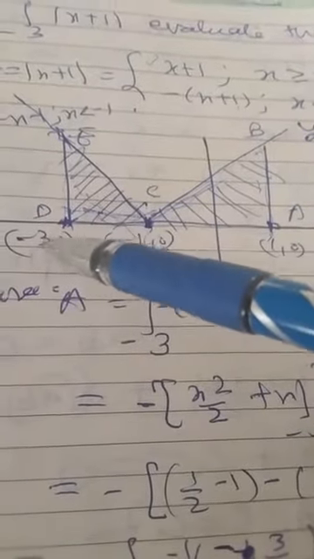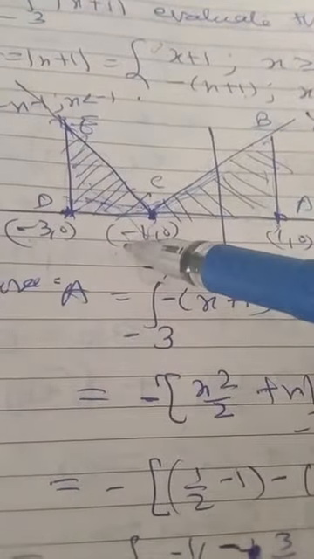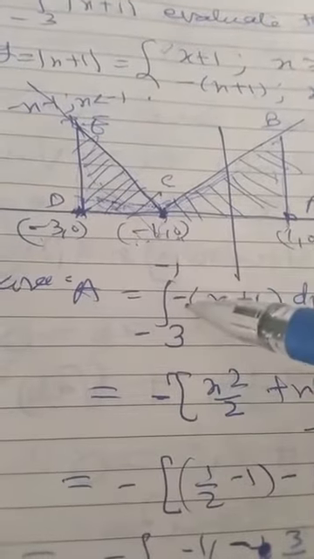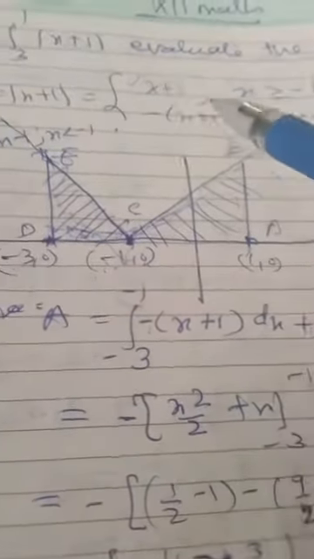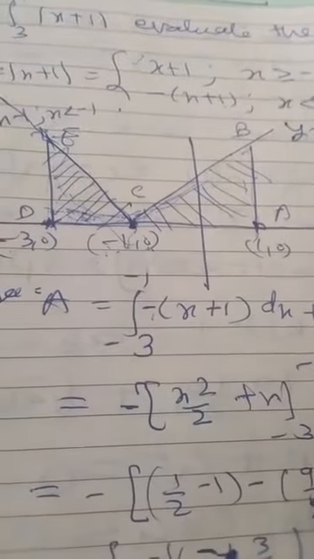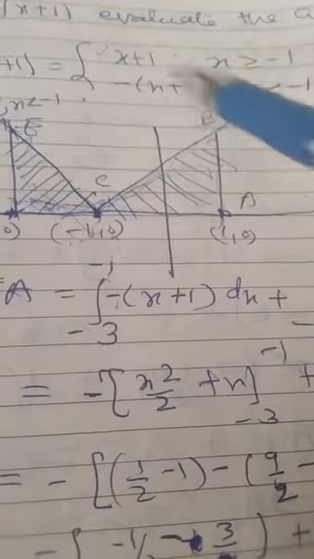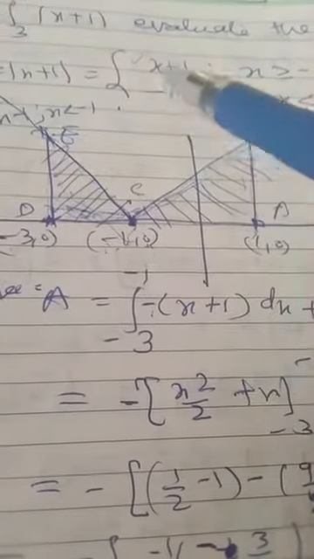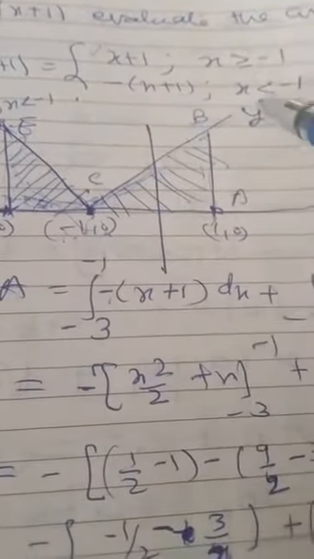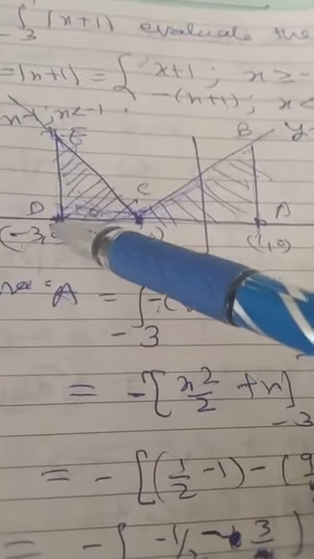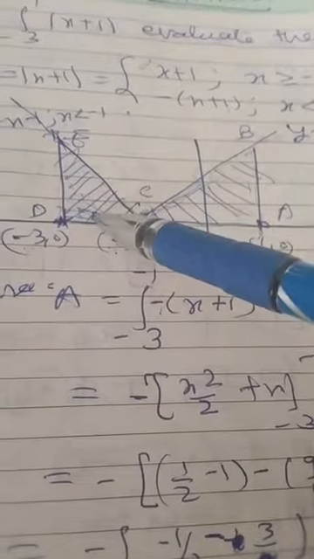In the portion from minus 3 to minus 1, the curve has a negative value, so to make it positive we take the negative sign, because we know x is less than minus 1 there. So y equals minus of x plus 1 for x less than minus 1. In that portion, from minus 3 to minus 1, the value is minus x minus 1.